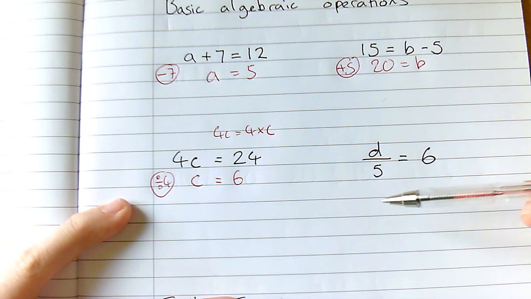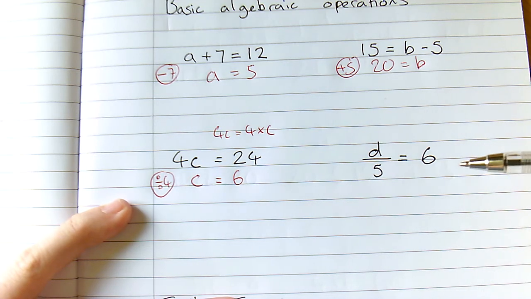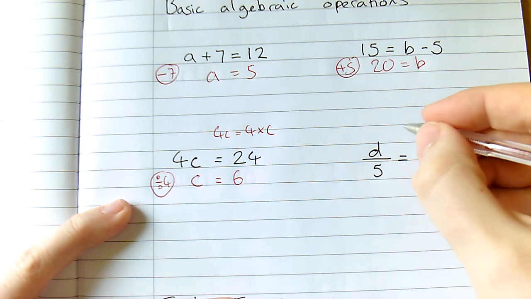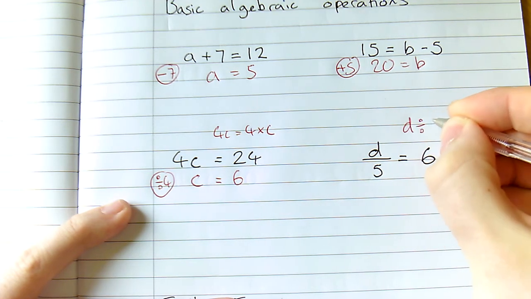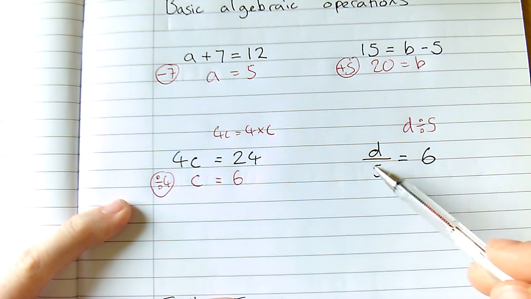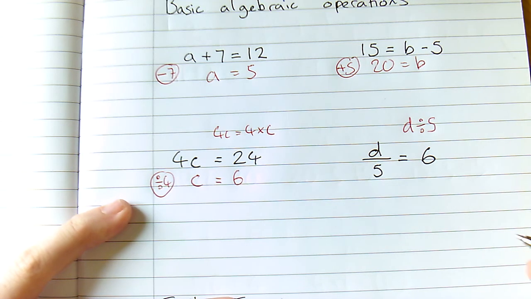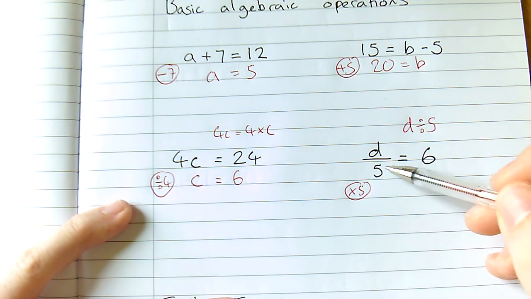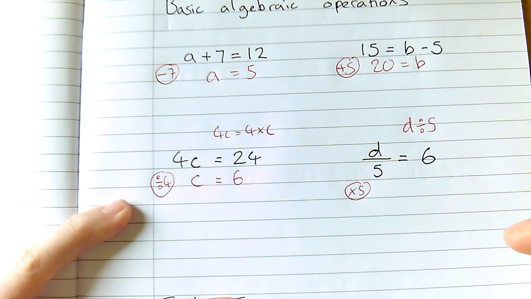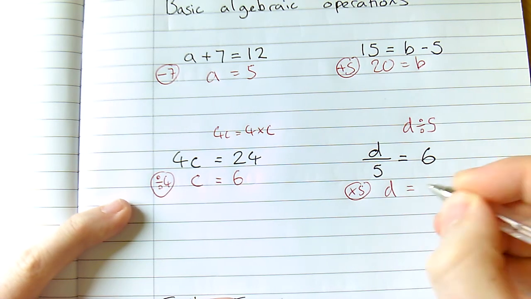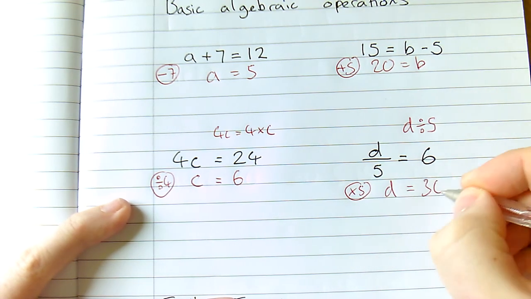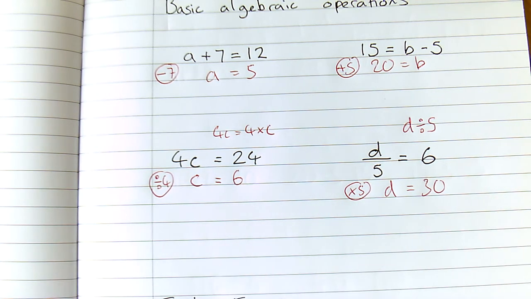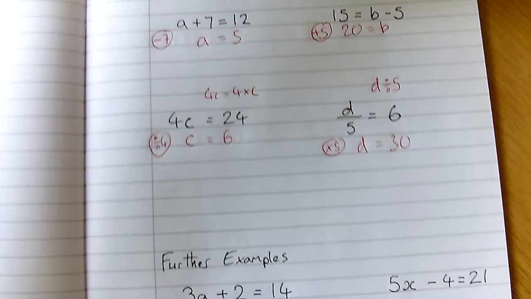Now, on this side, I have d over 5. Now, in algebra, the fraction actually means divide. This means d divided by 5. So, if something's been divided by 5, to reverse it, I'm going to times it by 5. So d, if I times the d divided by 5 by 5, the divided by is cancelled out, so it leaves me with just d. Then I have 6. 6 times 5 is 30, which is my answer. So these are your 4 basic operations. Now let's look at when we combine a few of them together.